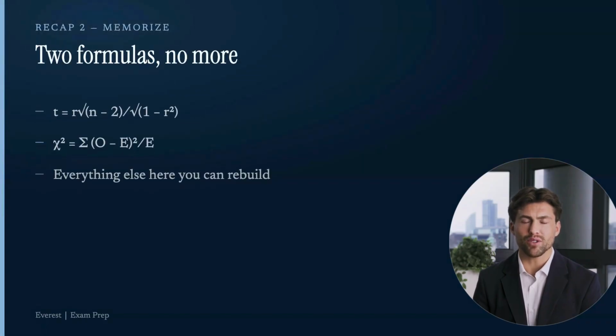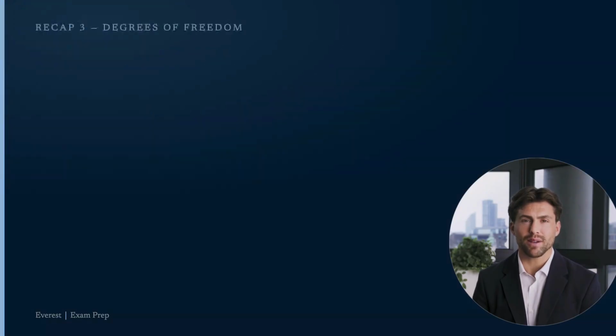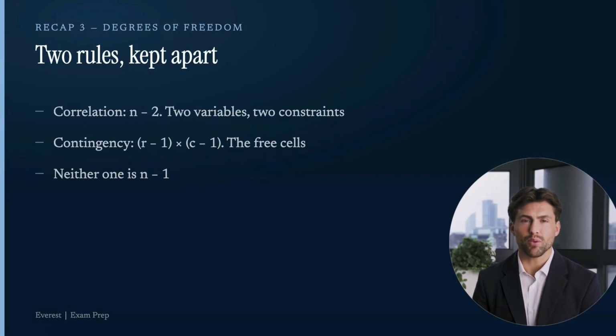Second, across the 2 videos, there are 2 formulas that belong on flashcards and nothing else does. The correlation T statistic and the chi-square sum of observed minus expected squared over expected. Third, the 2 degrees of freedom rules that get confused with each other. N minus 2 for a correlation because there are 2 variables. Rows minus 1 times columns minus 1 for a contingency table, because that's how many cells you choose before the totals decide the rest.